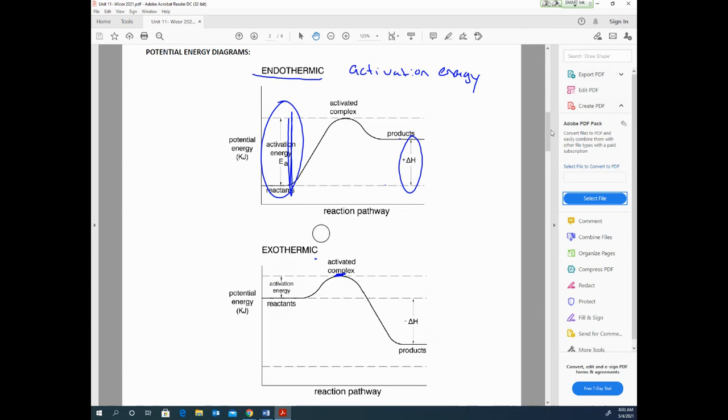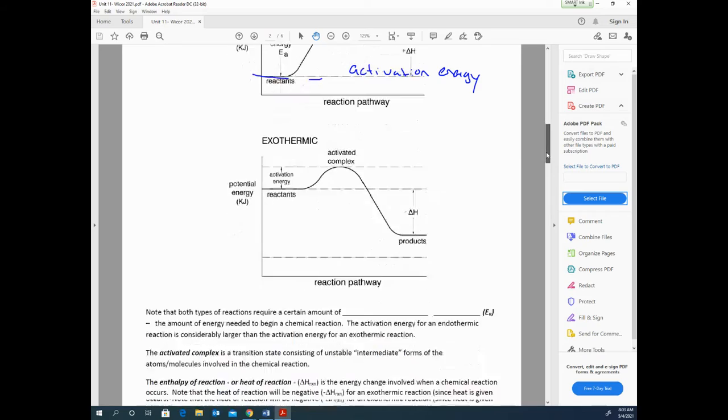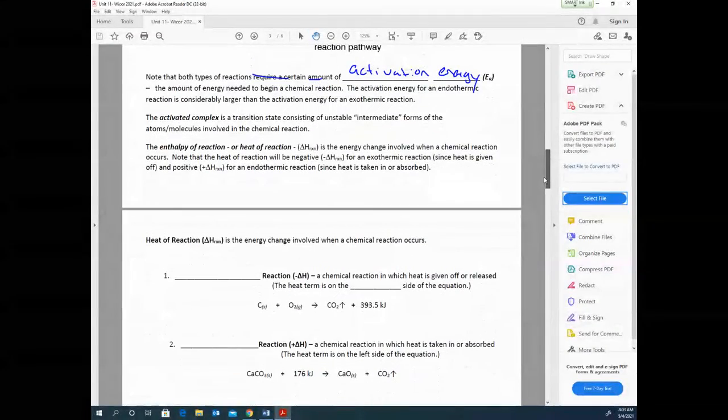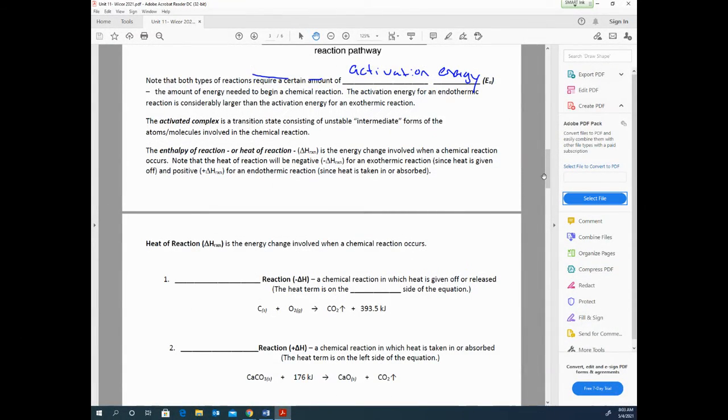All things require some form of energy input or that reaction is not going to occur. That energy could be through adding a catalyst, adding heat, adding stirring, like anything that's going to get those particles to collide more. Remember yesterday, the collision theory: anything I can do that will get them to collide more will give me the energy I need. All right, so the amount of energy needed to begin a chemical reaction, that activation energy for an endothermic reaction, is considerably larger than the activation energy for an exothermic. So that's what we just said by looking at the chart.